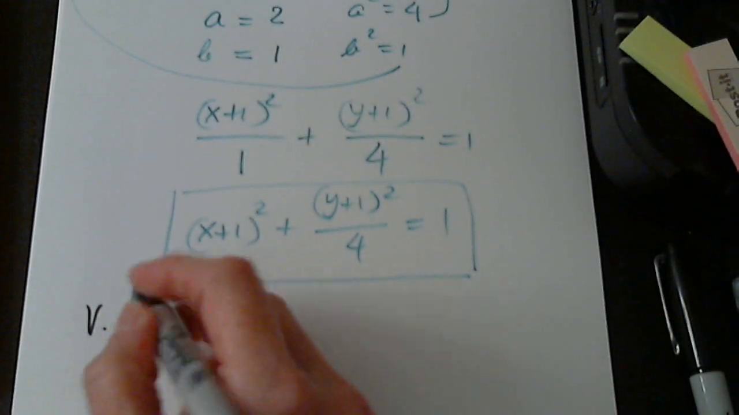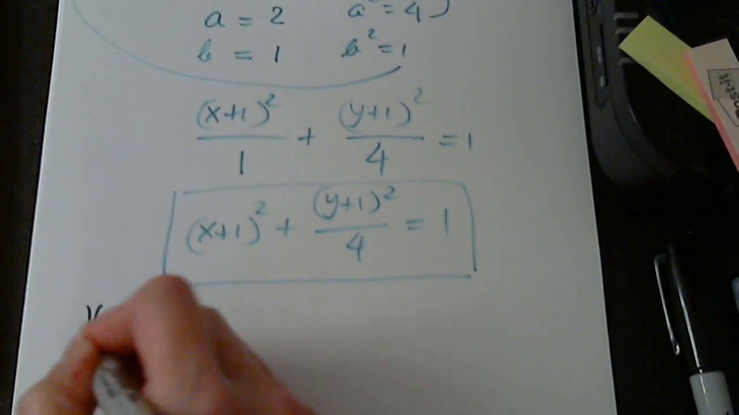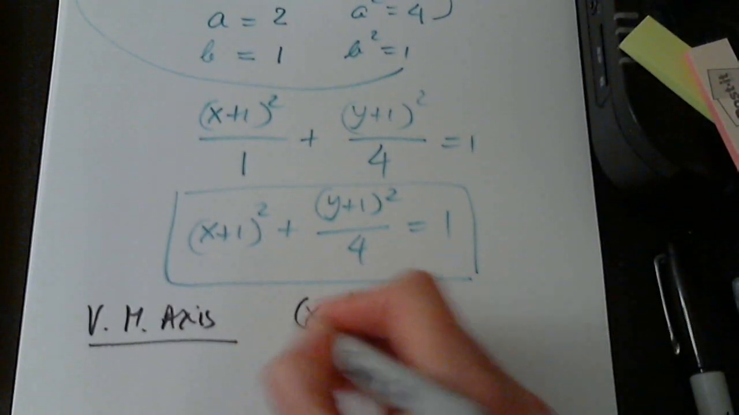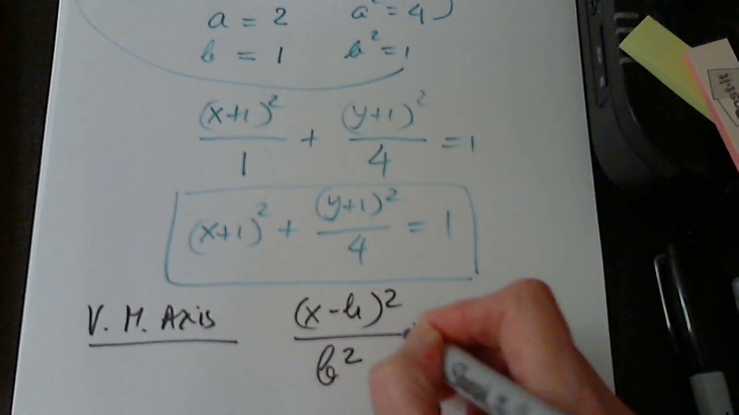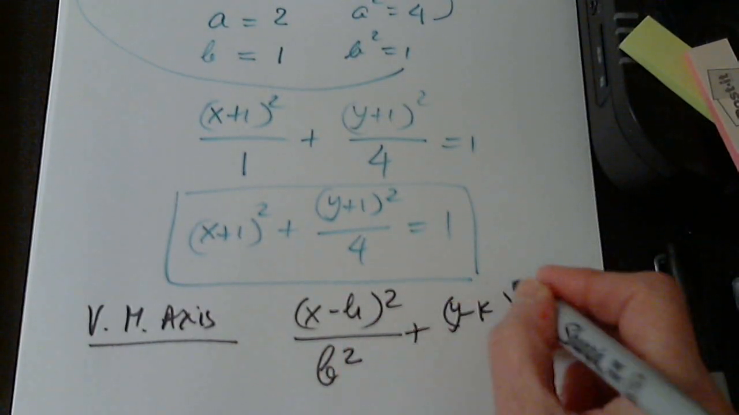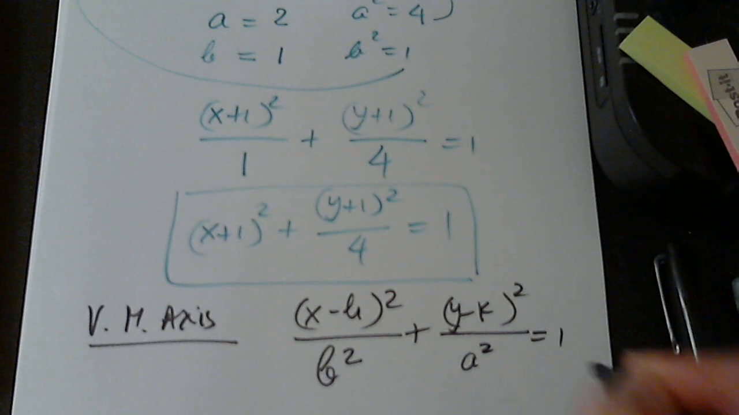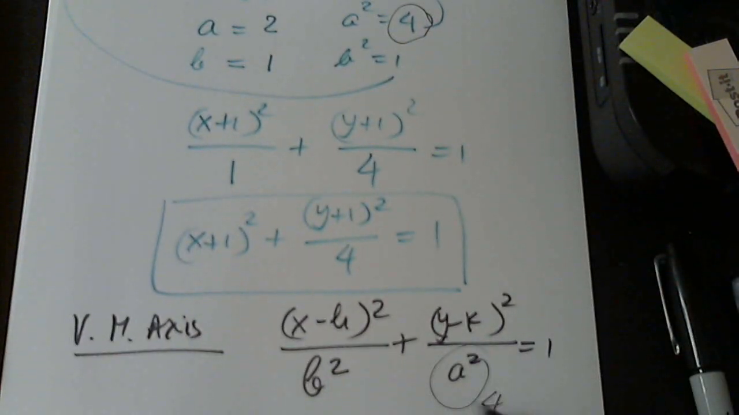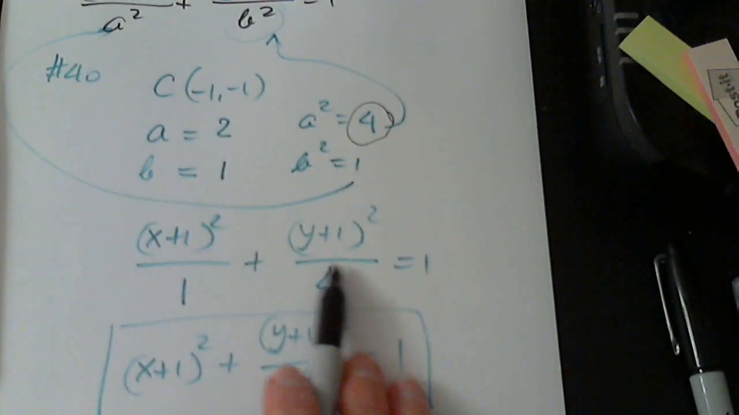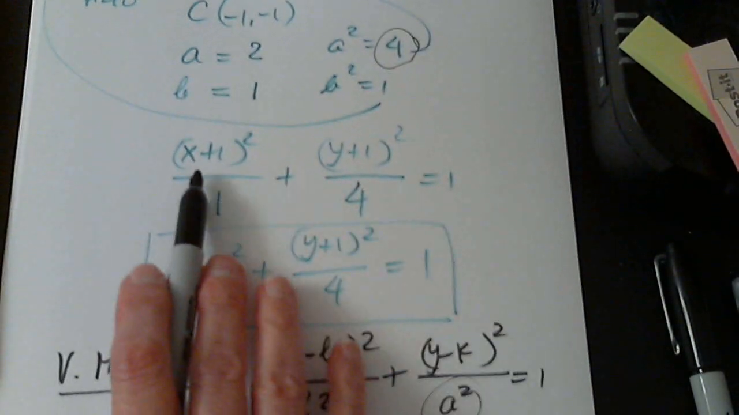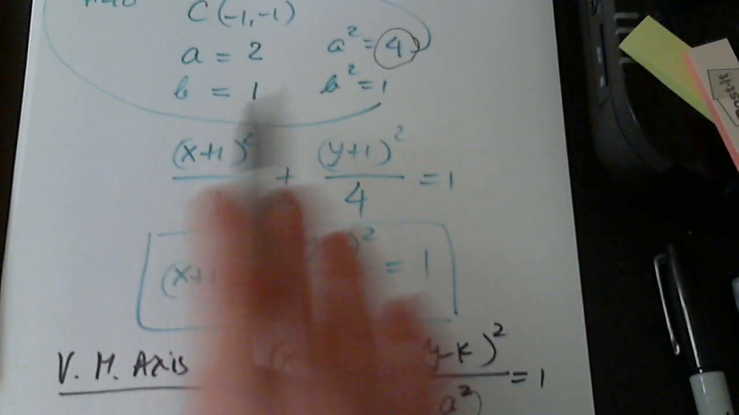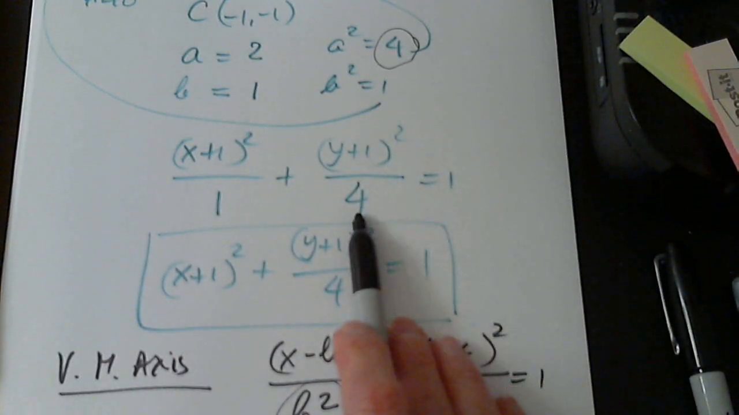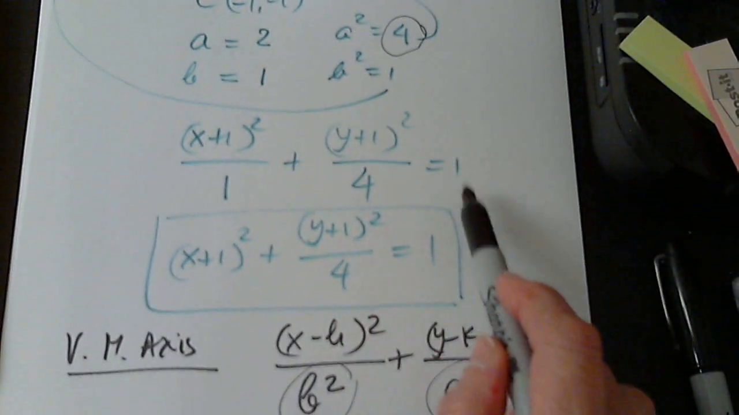For the vertical major axis, it's x minus h, everything squared over b squared, plus y minus k squared over a squared equals 1. Therefore, we replace this by 4 and we replace this by 1. So x plus 1 squared over 1, b squared, and y plus 1 squared over a squared, which is 4, equals 1.